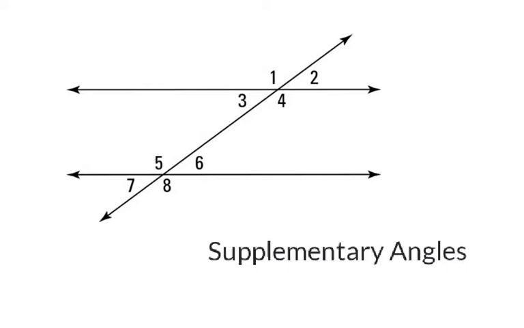Next angle. Supplementary angles. We've got two angles that add up to 180 degrees. A good example is right here with 1 and 2. You can tell it's 180 degrees because it's a straight line right here. Another example would be 7 and 8. Yet another example would be 4 and 2. As you can see, there's many supplementary angles here.